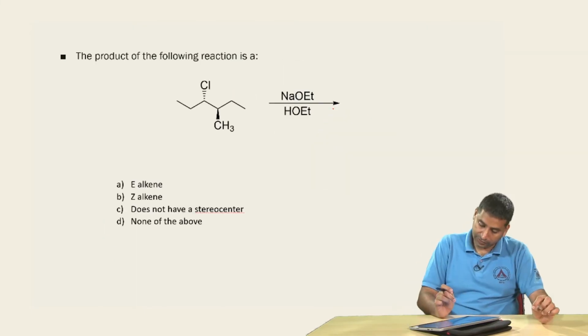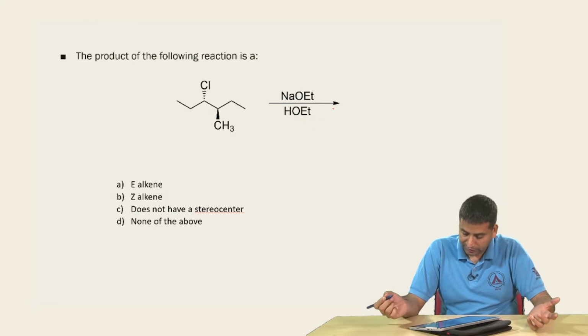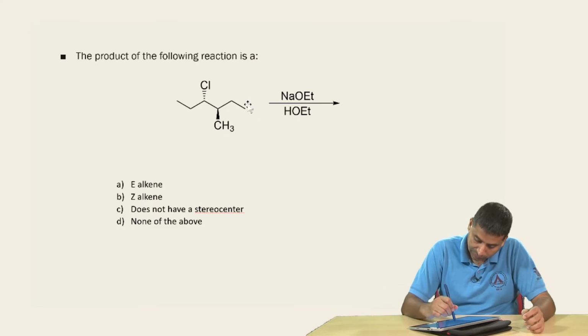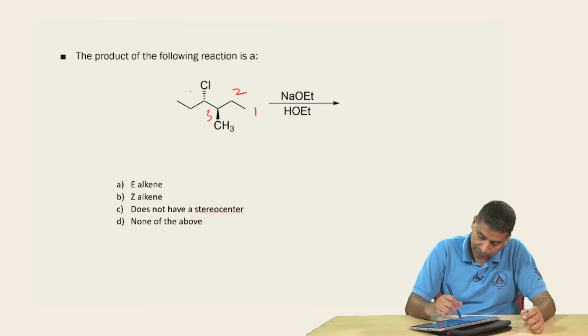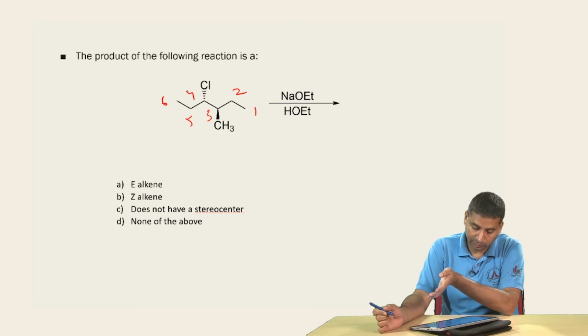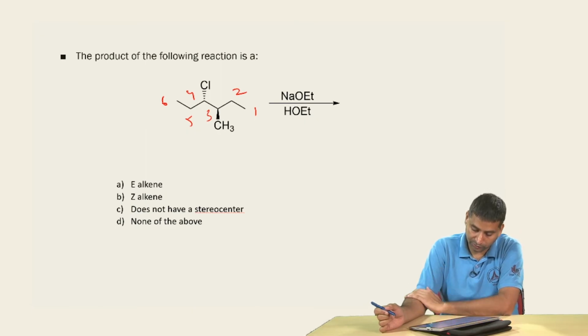Now, let us look at the next question, which is over here, which is this chloride, which is going to react with sodium ethoxide and ethanol and give you most likely an eliminated product. So, let us do the same thing. Let us start numbering these carbons. So, we start with 1, 2, 3, 4, 5 and 6. So, that gives me the carbon 4 is going to have a chloride substituent on it.